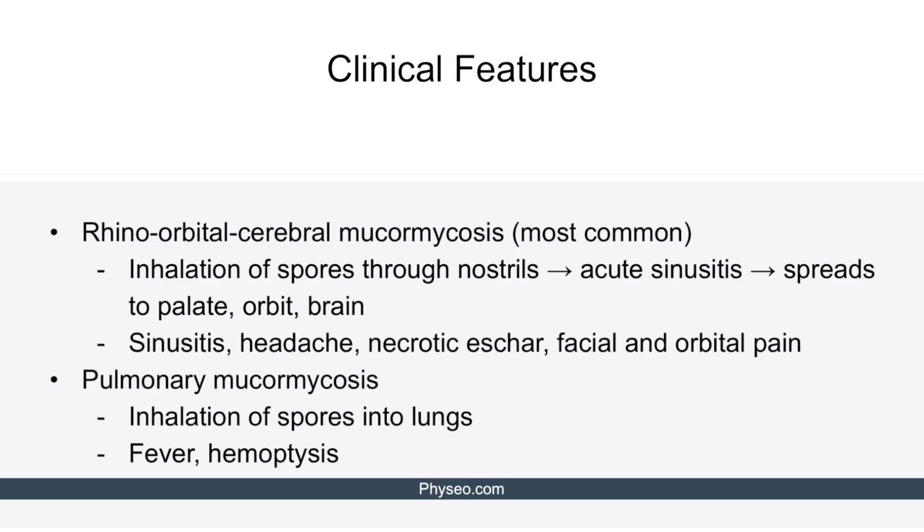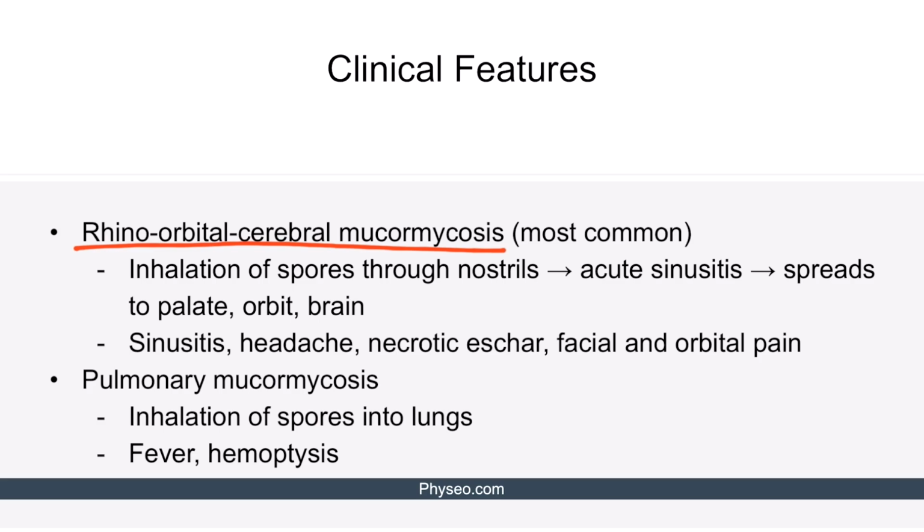Okay, moving on to clinical features. Rhino-orbital cerebral mucormycosis is the most common presentation. It occurs following inhalation of spores through the nostrils and causes acute sinusitis. This may eventually progress and spread to the palate, orbit, and brain. Patients may present with features of sinusitis like fever, nasal discharge, nasal congestion, and headache.